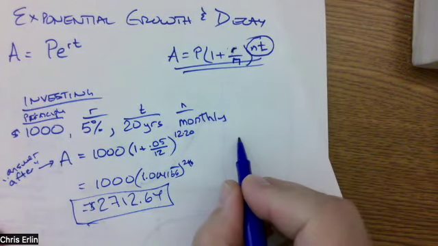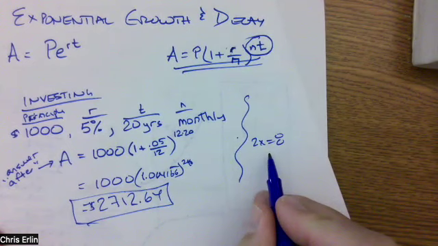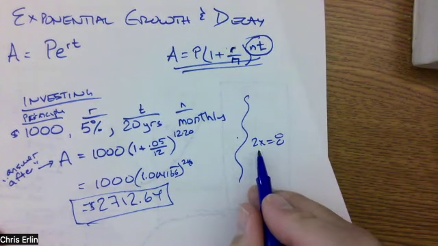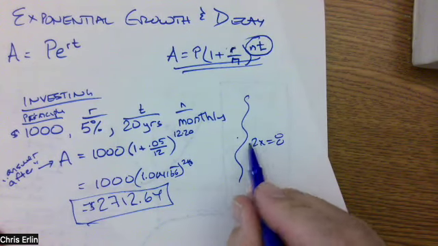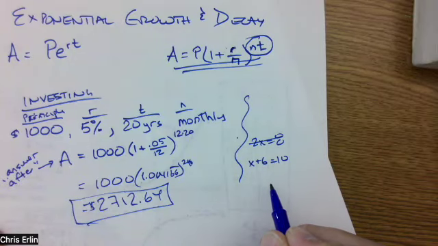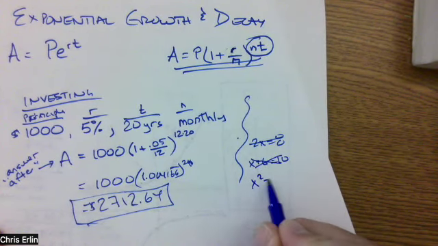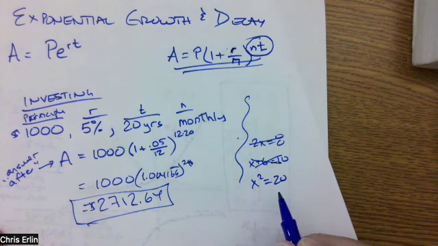Well, let's ask it this way. If I took a totally different question, like 2x equals 8, how do you solve that? Divide by 2, because it's being multiplied. The opposite is divide. What if I took x plus 6 equals 10? What would you do to solve that? You'd subtract 6, because you're adding 6. Adding and subtracting are opposites. What if I had x squared equals 20? Sure, because the opposite of squaring is square root.